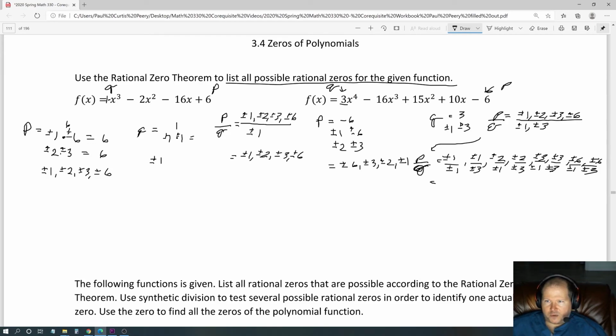Okay, so let's simplify. Plus or minus 1 over plus or minus 1 is simply plus or minus 1. The plus or minus 1 over 3 is going to be simply plus or minus 1/3. Then we have plus or minus 2 over plus or minus 1, which is simply plus or minus 2. Then we have plus or minus 2 over plus or minus 3. Then we have plus or minus 3 over plus or minus 1, which is just plus or minus 3. Then we have plus or minus 3 over plus or minus 3, which is just plus or minus 1. Then we have plus or minus 6 over plus or minus 1, which is going to be plus or minus 6. Then we have plus or minus 6 over plus or minus 3, which gives me plus or minus 2.